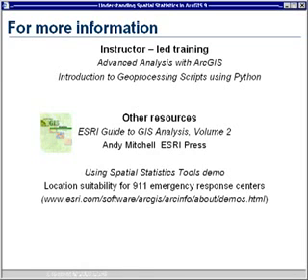We have a couple of instructor-led classes that will help. We have the Advanced Analysis with ArcGIS class that has a whole chapter on the spatial statistics tools, and we have the Introduction to Geoprocessing Scripts with Python that will help if you need to actually get into the Python scripting of the tools. Another resource that we have is the ESRI Guide to GIS Analysis Volume 2 by Andy Mitchell from ESRI Press. You can learn more about this book by clicking the link in the bottom of your seminar window. This is a great resource for learning about these tools. Every chapter goes through the different tool sets in the spatial statistics toolbox.